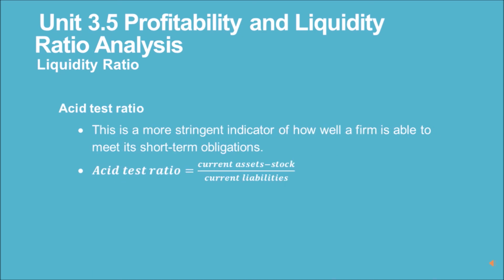Acid test ratio. This is a more stringent indicator of how well a firm is able to meet its short-term obligations. Acid test ratio equals current assets minus stock over current liabilities.